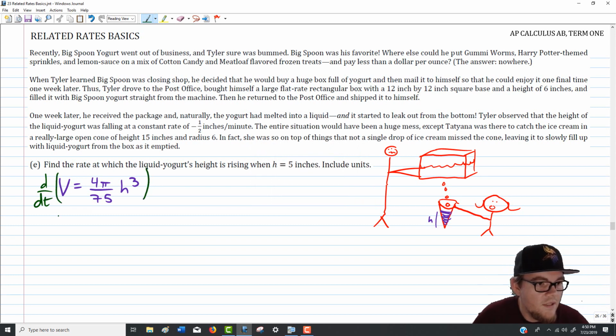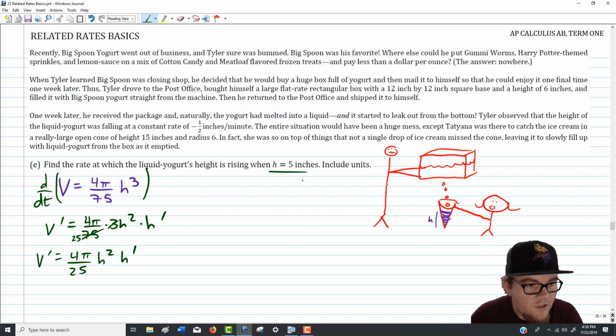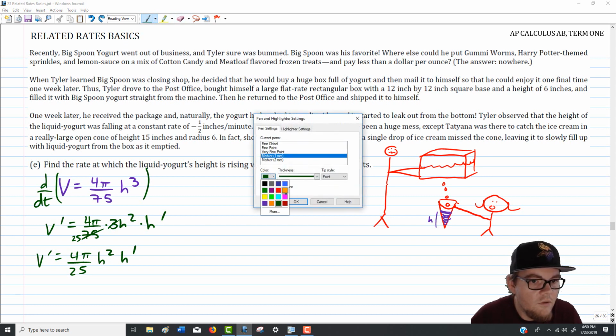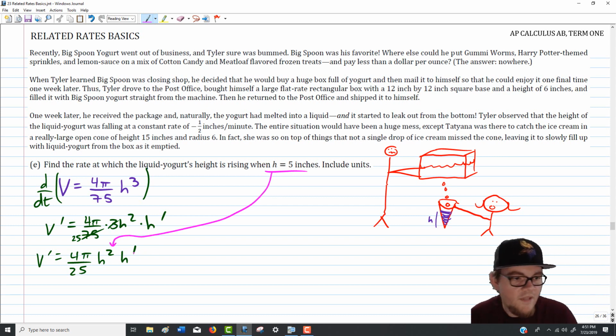So take the derivative with respect to t, and that gives us V prime is equal to 4 pi over 75 times 3h squared times h prime. We can clean that up just a little bit, so V prime is equal to 4 pi over 25 h squared h prime. Now as far as our amounts here, it says when h equals 5. So it did say that h is 5, a huge starting point for us to work with. If h is 5 inches, we can plug that in for h. That's going to help us out a lot.